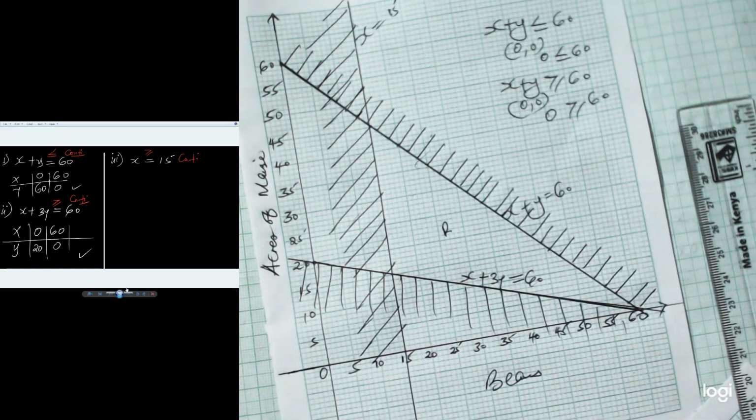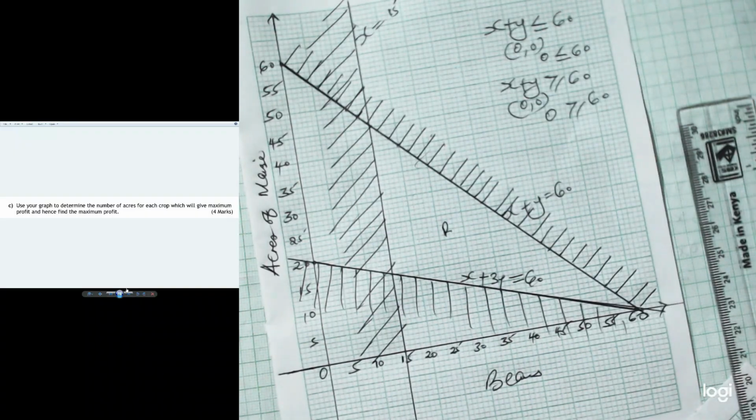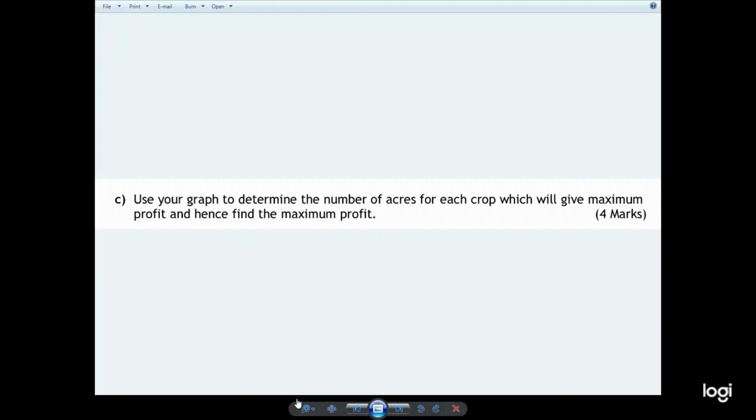Let's go to the other question now. The other question is: use your graph to determine the number of acres for each crop which will give maximum profit. So that is the question. You are required to maximize.